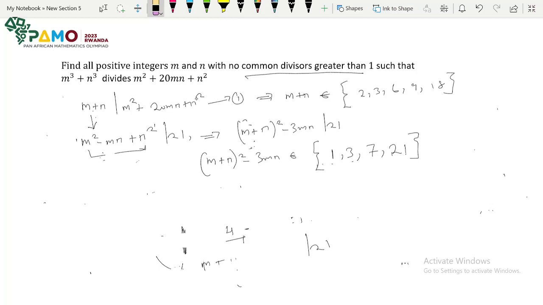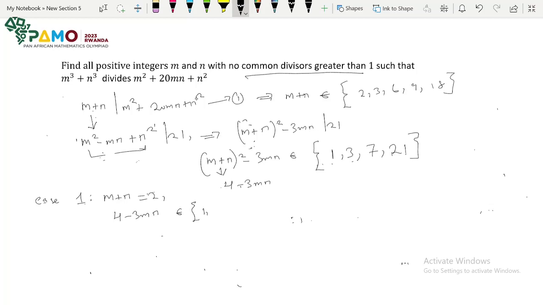So we're almost at the end now. What we'll have to do now is just take cases. So now it's come to casework. Case 1: m plus n equals 2, right? Then we have that this is 2 squared, 4, minus 3mn. Then we have that 4 minus 3mn has to be like this. So we know this has to be an integer, and if we reduce this case, this is congruent to 1 mod 3, right?